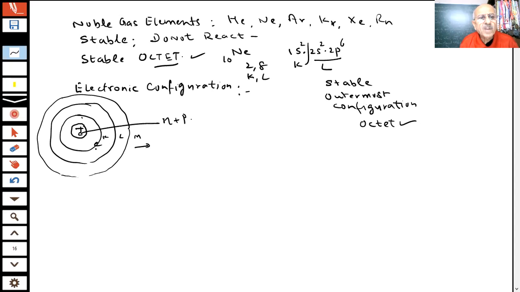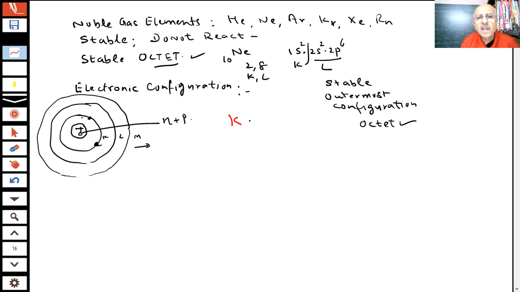The K shell can have two electrons. So if I have one electron, two electrons, and L can have how many? Eight electrons maximum, like this. What we have shown is the arrangement of electrons, students. These are the shells, and in the shells you have subshells.